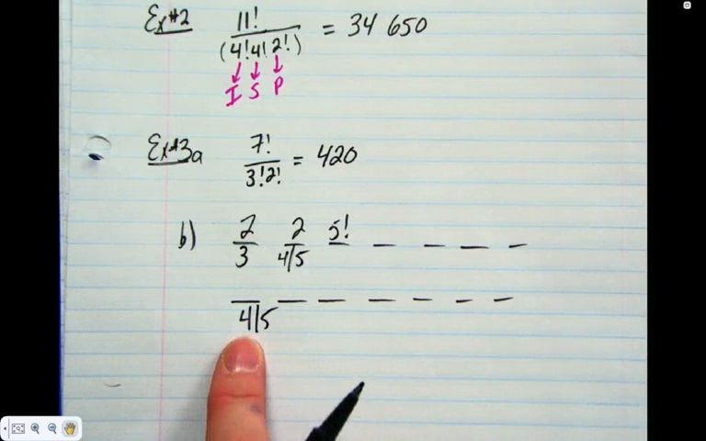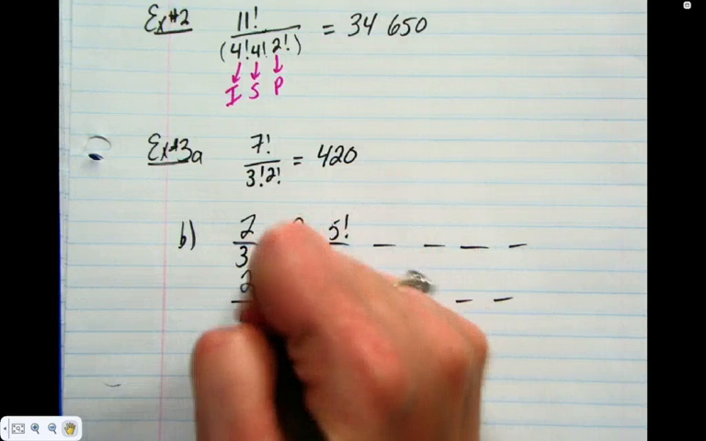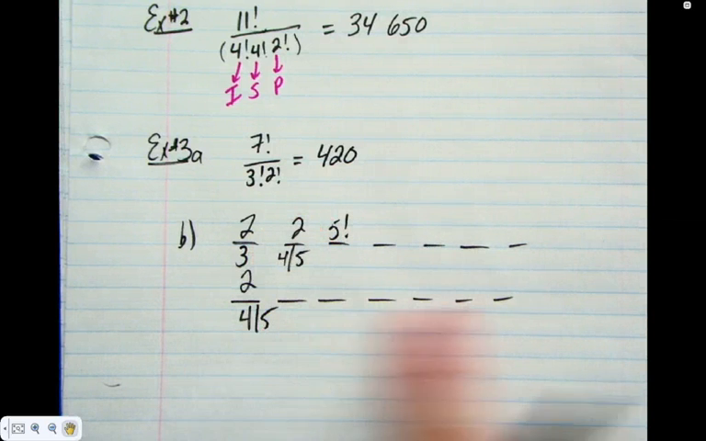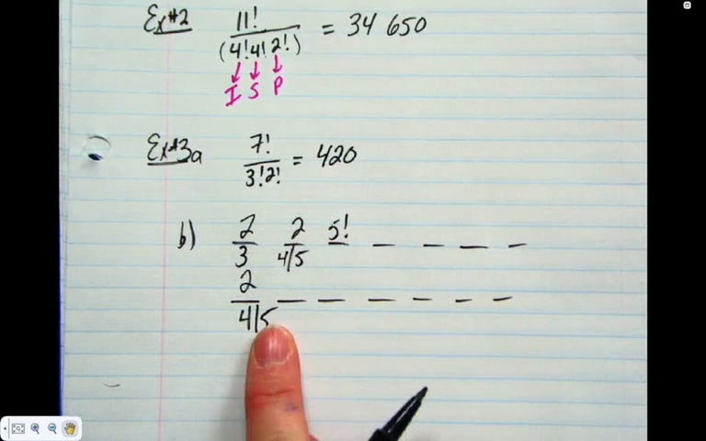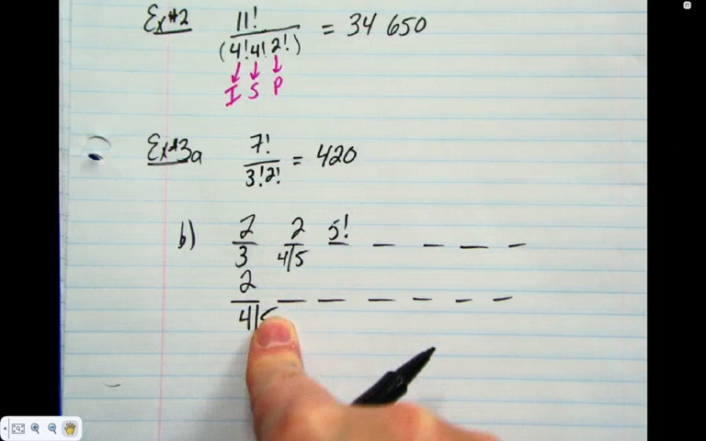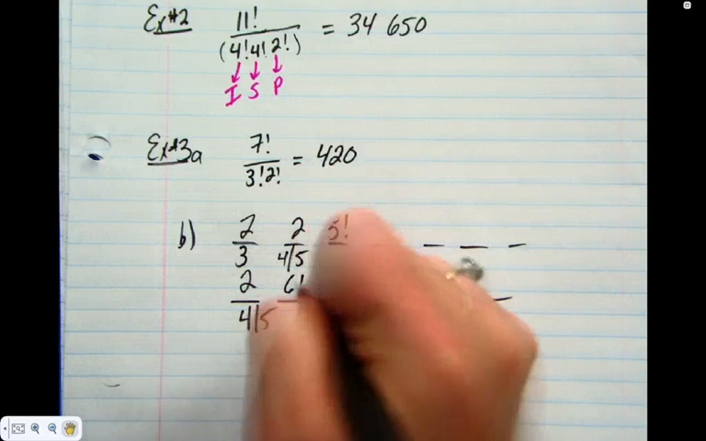How many 4s or 5s do I have? 2. Doesn't matter what comes next. How many blanks do I have left? So what am I probably going to write there? 6 factorial.